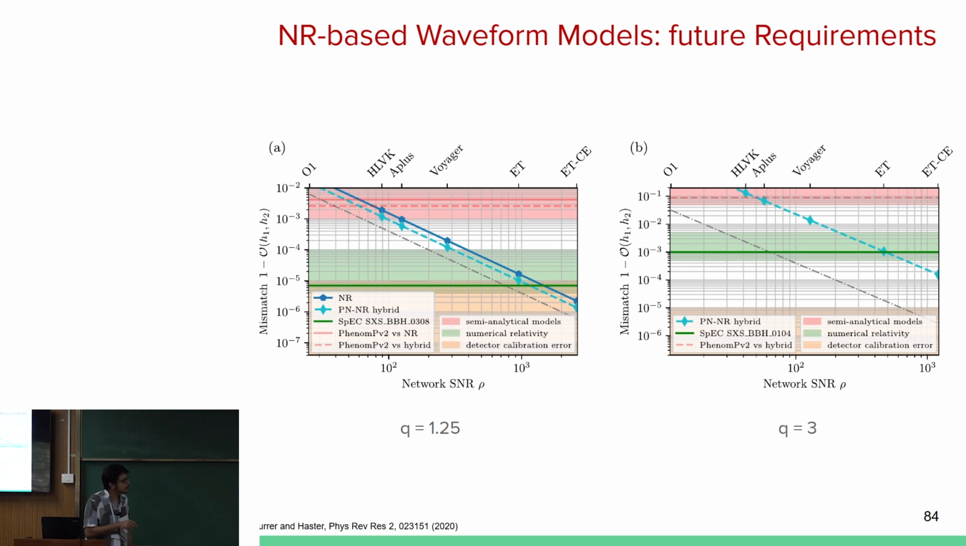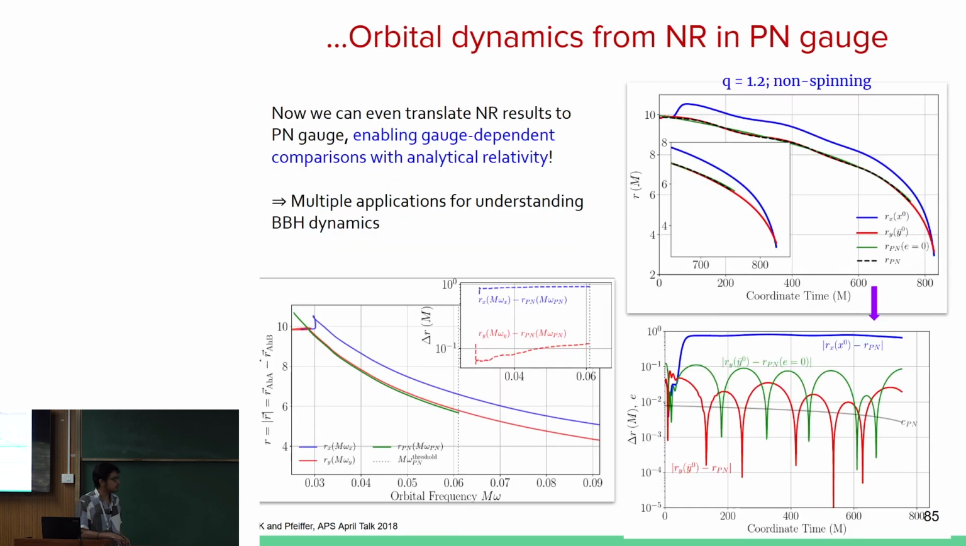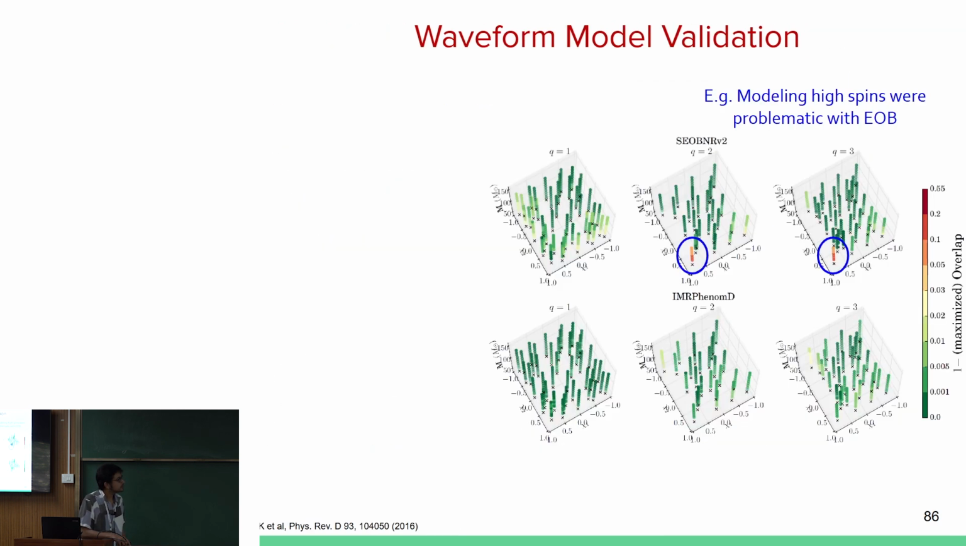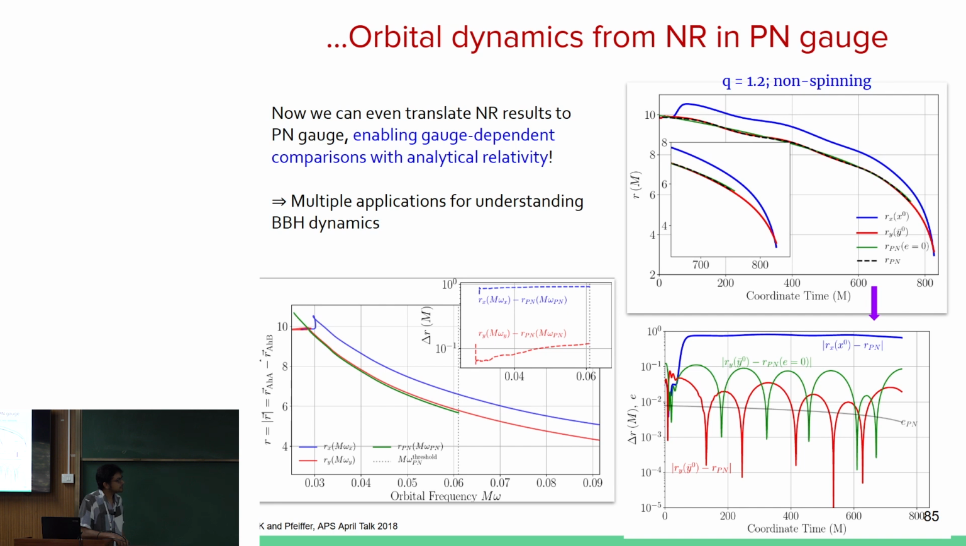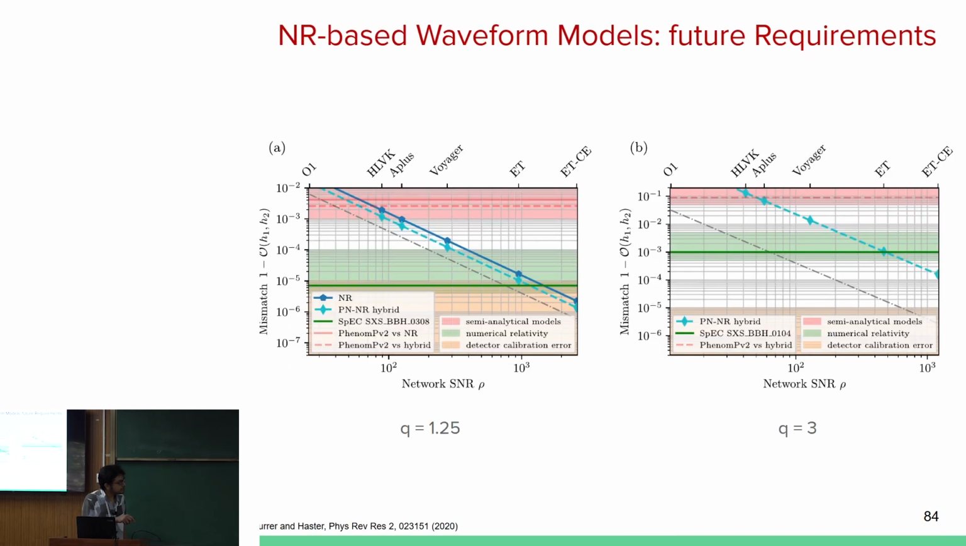So models are certainly far from being accurate enough. And even NR is far from being accurate enough, except for close to equal mass systems, right? So there's a long way to go. Okay, so how can we get there? A first step would be to bring the red and the green bands together. Let the waveform models become at least as accurate as the NR information currently.